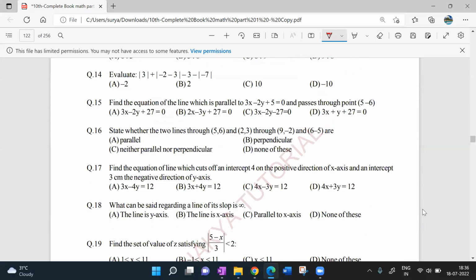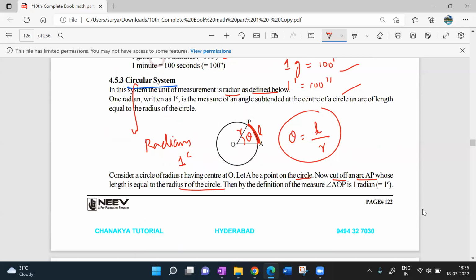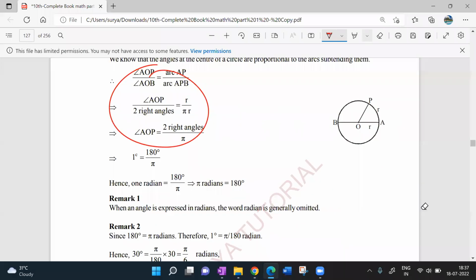As I told you, here theta is the arc length upon the radius of a circle. Now we'll talk about the relation between degrees and radians. I don't want to talk about all this in depth, it is not necessary at all. I'll tell you a simple story and make things very simple.